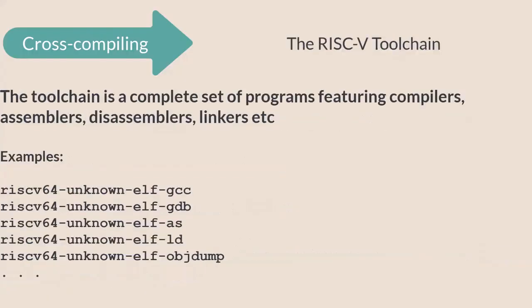The RISC-V toolchain provides counterparts to native compilers, assemblers, linkers, etc. To generate a RISC-V C program, the command riscv64-unknown-elf-gcc filename would be used. To link RISC-V object files, the command riscv64-unknown-elf-ld filename is used.